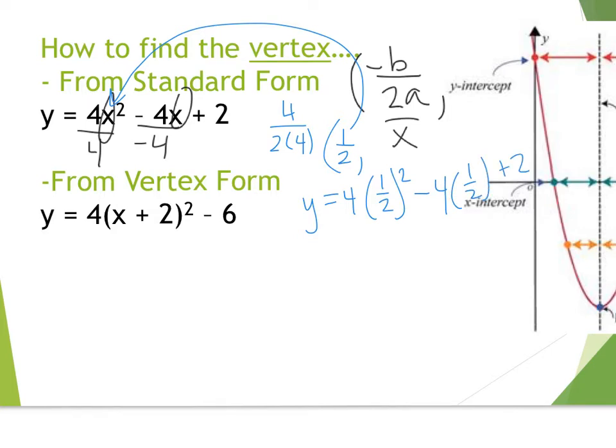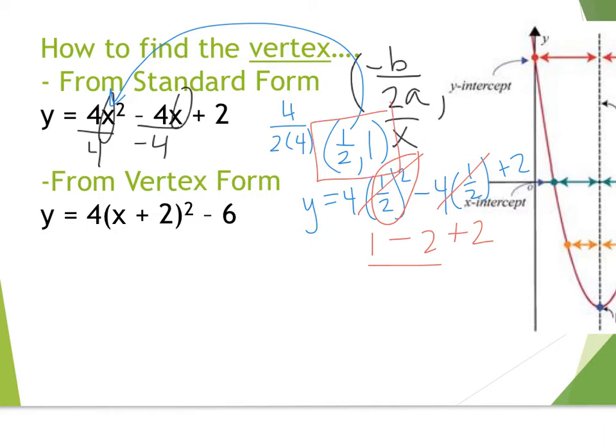So first I do order of operations. I'm going to do 1/2 squared, which is 1/4. So 1/4 times 4 is 1. So this is 1 minus half of 4, which is 2, plus 2. So 1 minus 2 is negative 1, plus 2 is 1. So my vertex is at (1/2, 1).